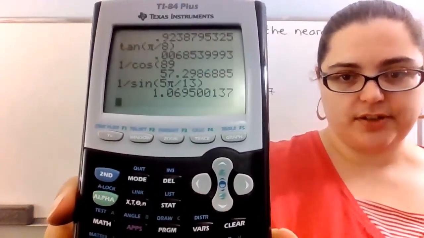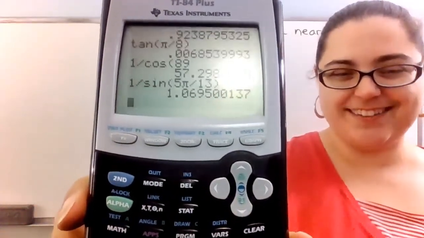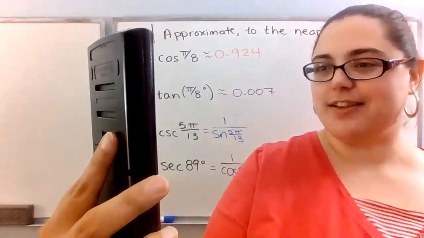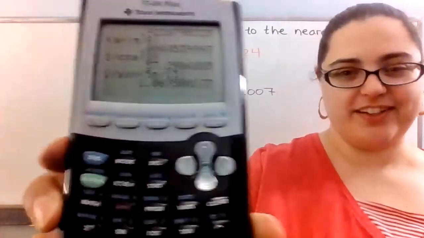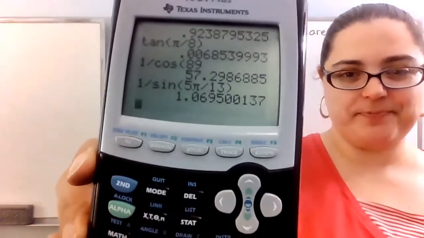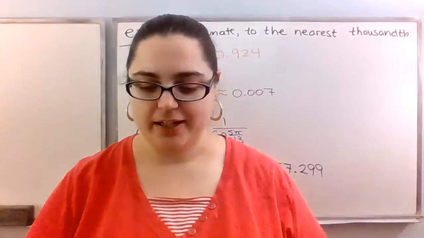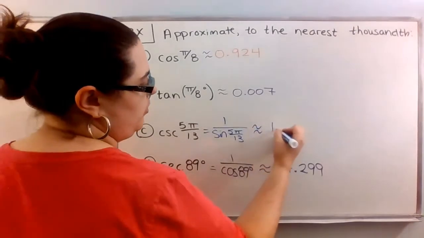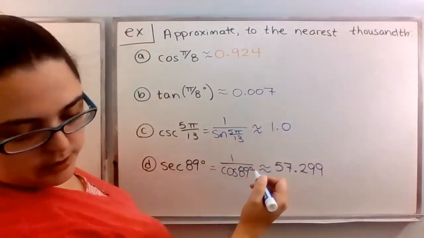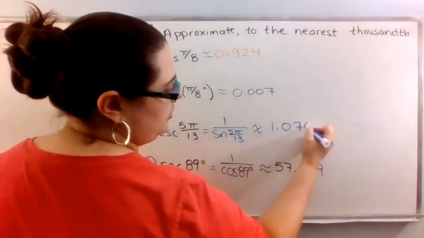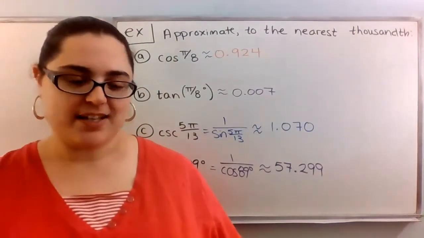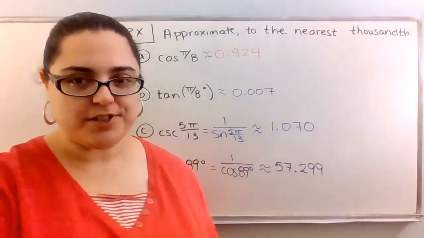And there's our answer, which I am seeing backwards right now, so I can't read it out. But it looks like 1.0695. So that's going to round to 1.07 because that 9 rounds up for us. So we're going to get approximately equal to 1.070. And there we go. That's how you can use your calculator to find your trig functions.